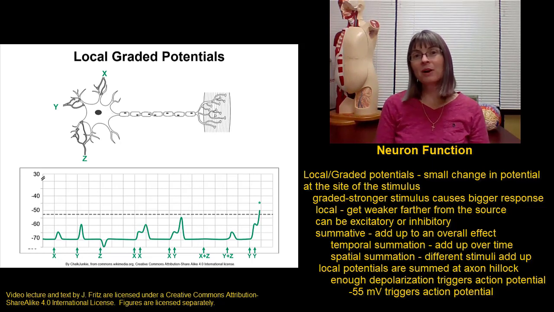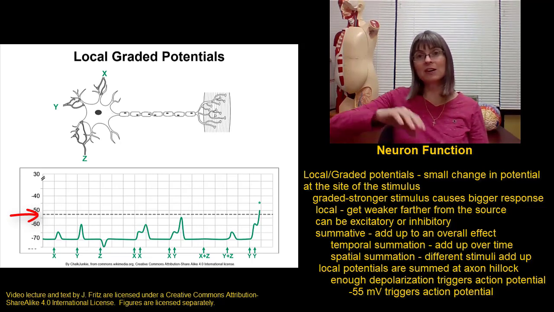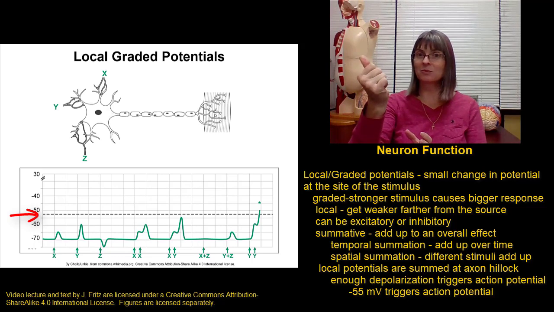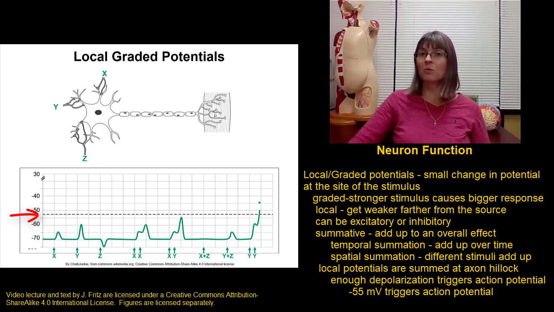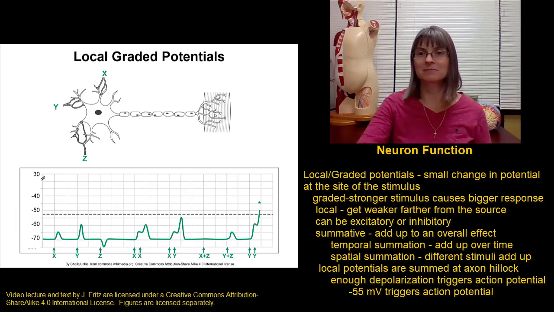If the depolarization is strong enough, if we raise the membrane potential enough, we might trigger an action potential. The threshold depolarization for triggering an action potential is around minus 55 millivolts. I think of this as the magic minus 55. If we get graded potentials up to magic minus 55, that's where we trigger an action potential. We don't just go up and come back down, we have something special that happens.